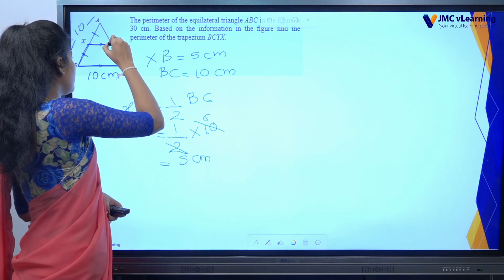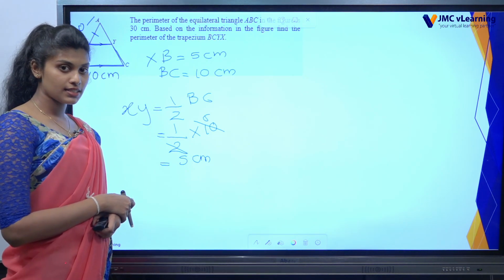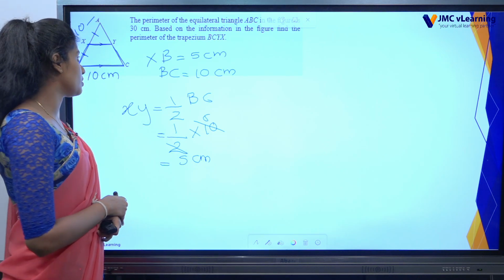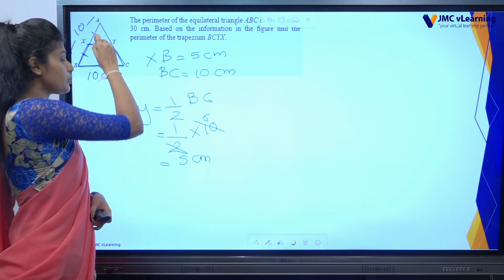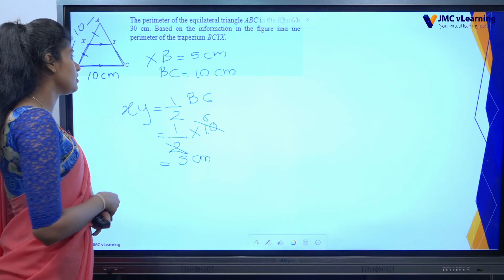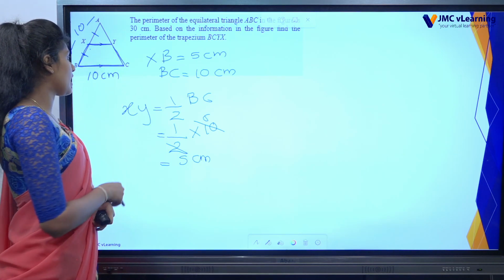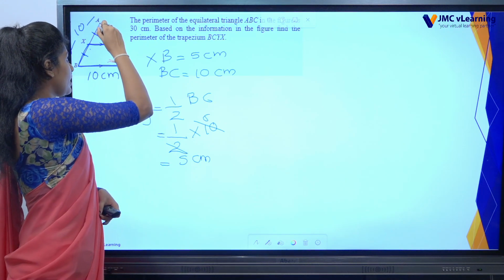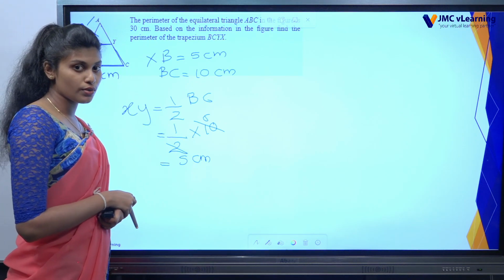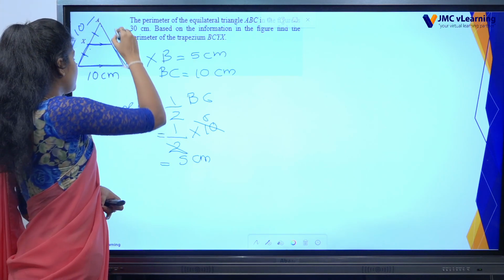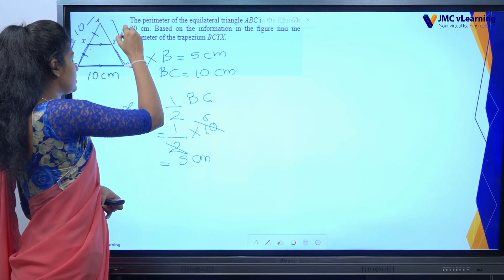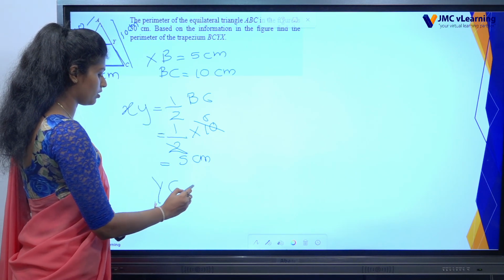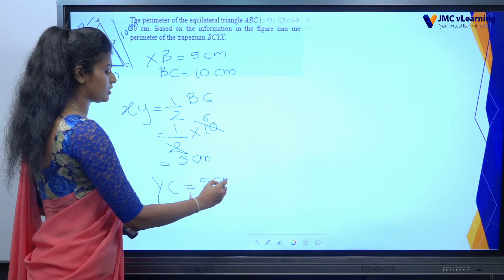Then let's find the value of YC. Here we can use the converse of the midpoint theorem because these two sides are equal in length and XY and BC are parallel to each other. That means AY and YC also equal in length. Then we know this whole side is 10 centimeter. It means YC also 5 centimeter.